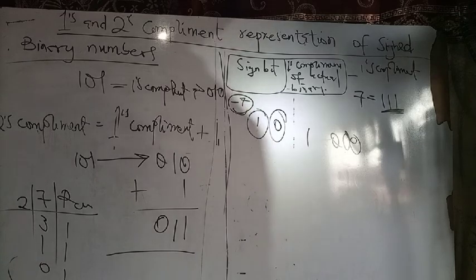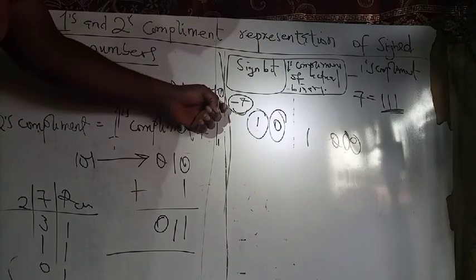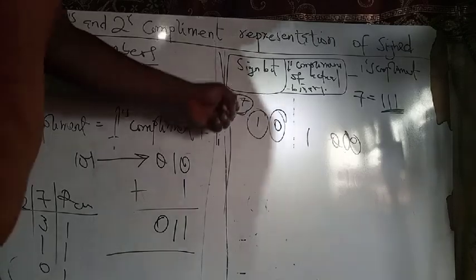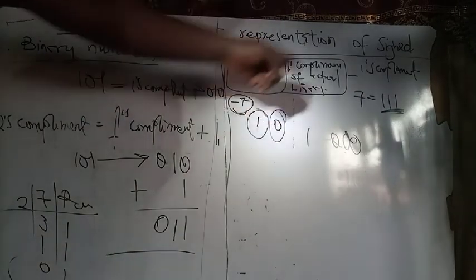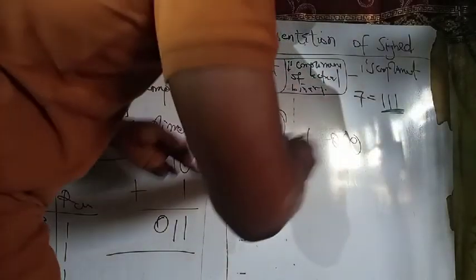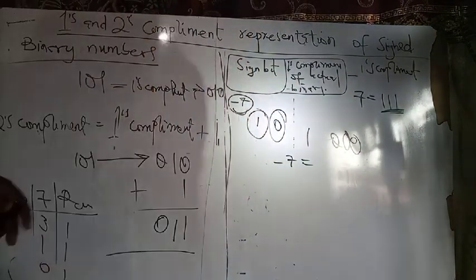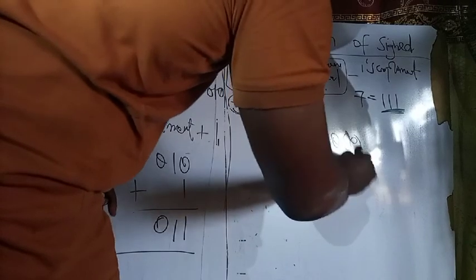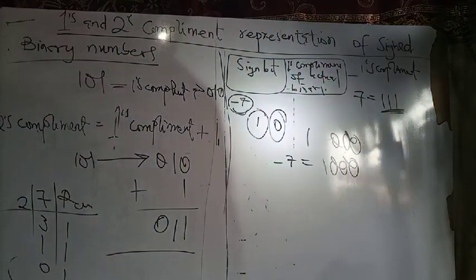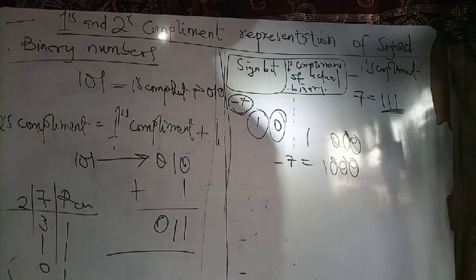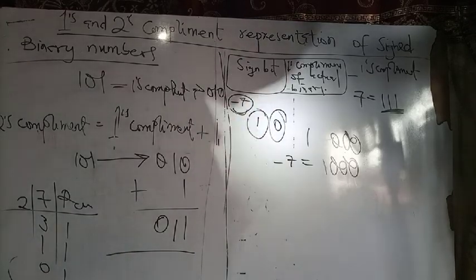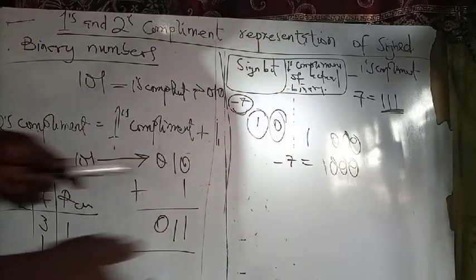So finally, -7, which is a signed binary number, will now be equal to 1, 0, 0, 0. That is what I'm saying. 1, 0, 0, 0.